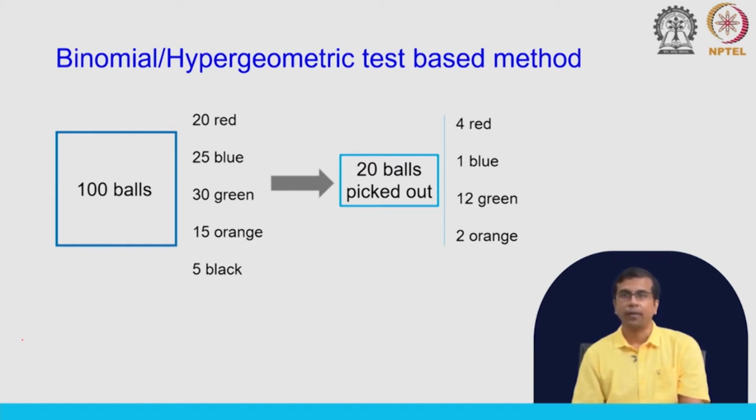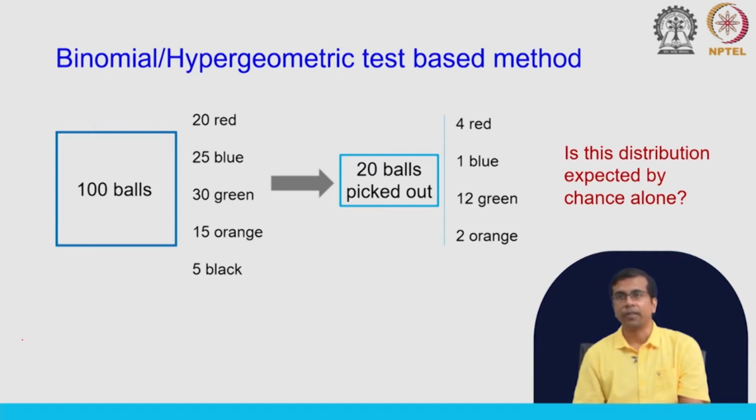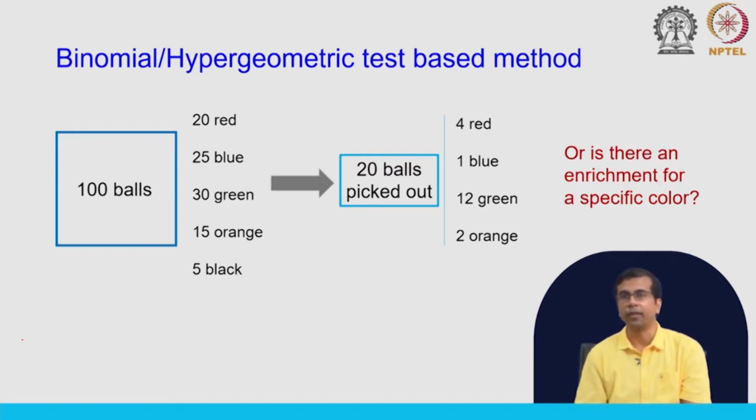Now, the question that we ask is, is this distribution of colors in this sample expected by chance alone? If you randomly pick these balls, would you get this distribution? Is this possible? Or is there an enrichment for a specific color, so that this is not random sampling, and maybe we have picked out specific colors preferentially?